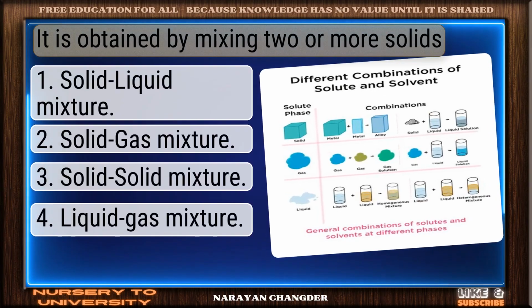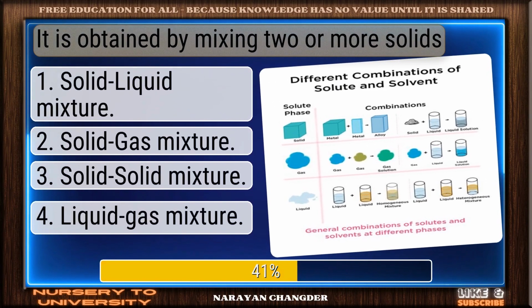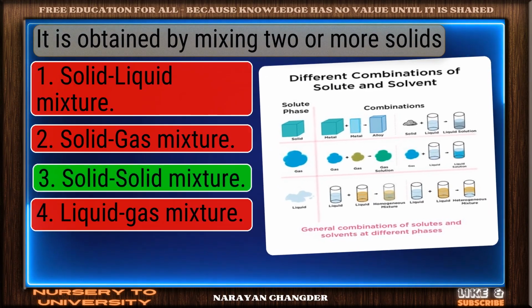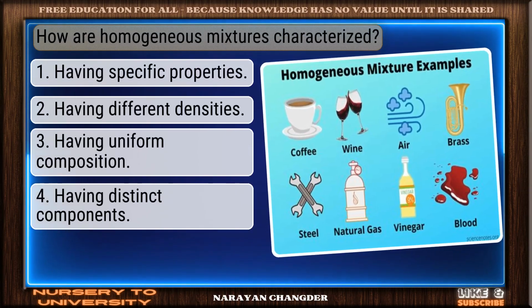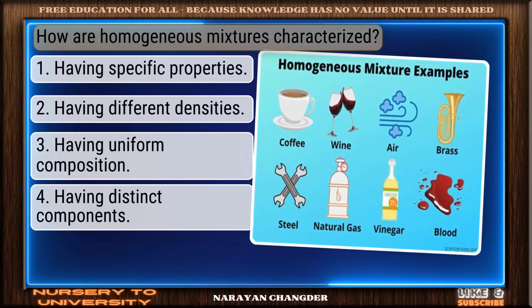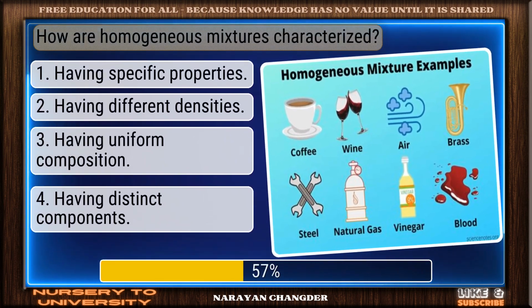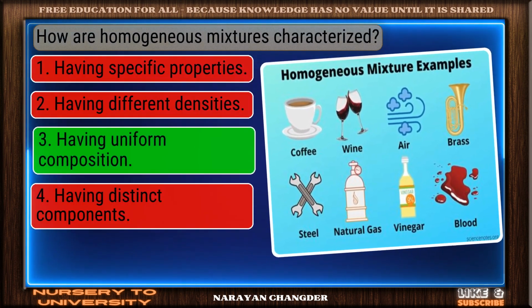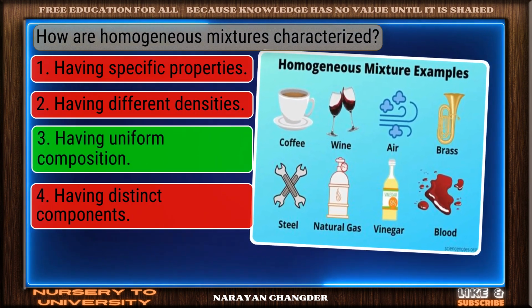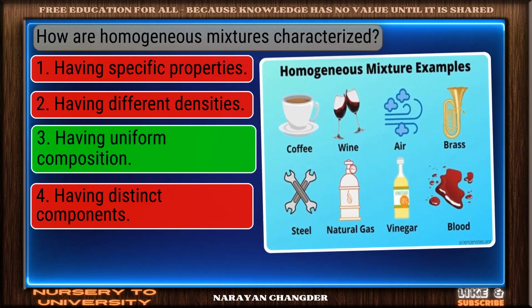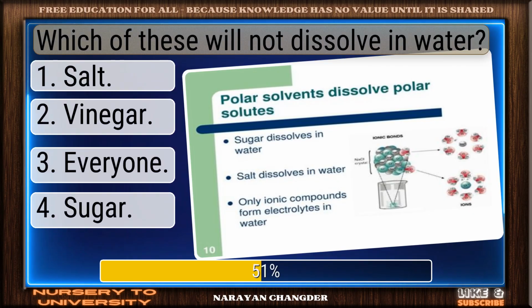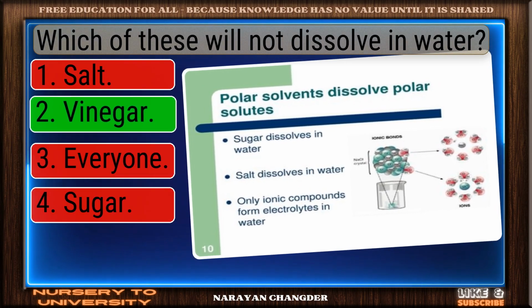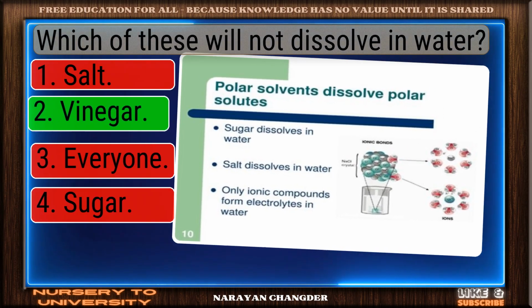It is obtained by mixing two or more solids. On track. Solid-solid mixture is the correct answer. How are homogeneous mixtures characterized? Right choice. Having uniform composition is the best answer. Which of these will not dissolve in water? Perfect. Vinegar is the correct choice.